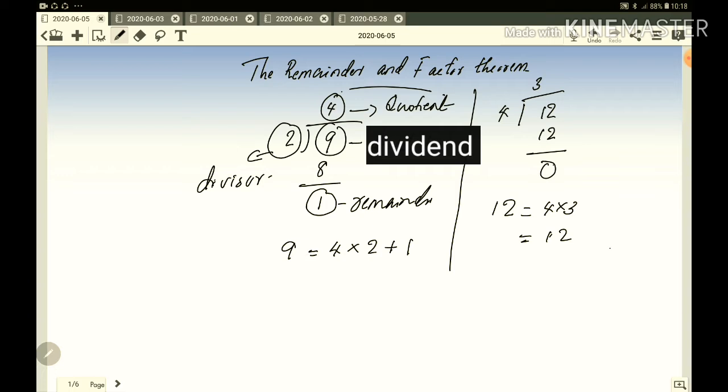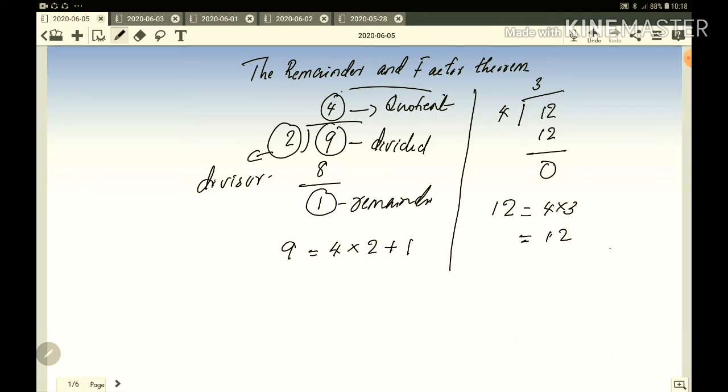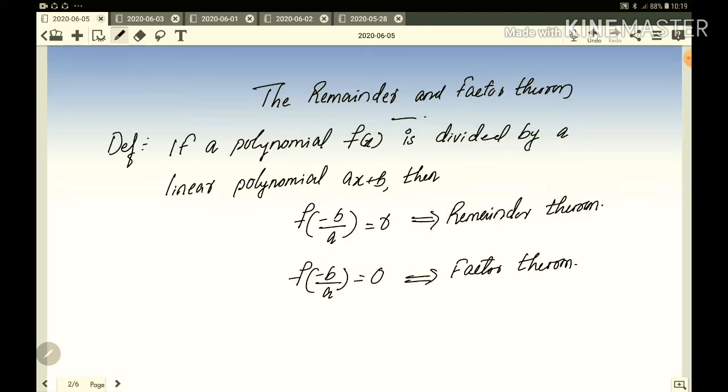Now coming to the remainder and factor theorem. We are doing the same process, but before I show you an example, let's go to the definition first. If a polynomial f of x is divided by a linear polynomial ax plus b, then, what do you mean by a polynomial? It's an expression consisting of variables and coefficients. You know the linear one and the quadratic one. Now you are going to study the cubic one.